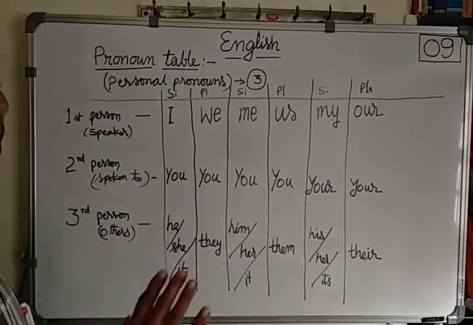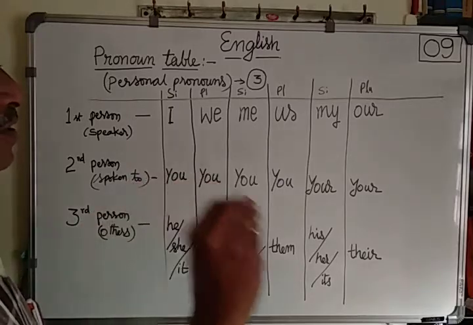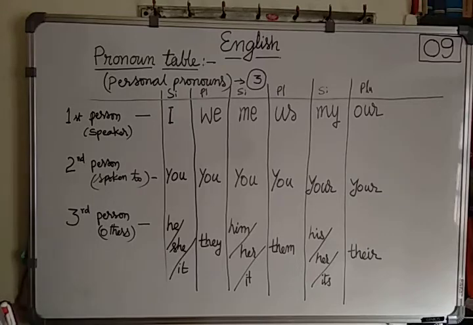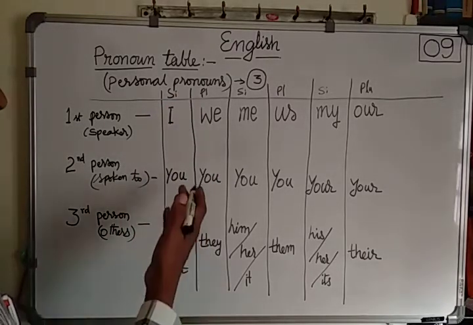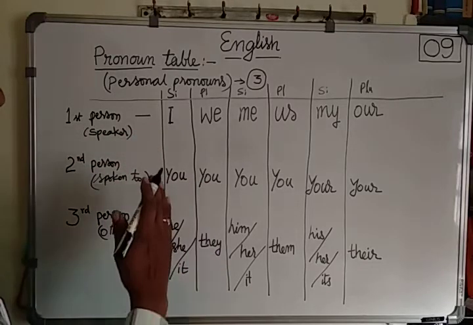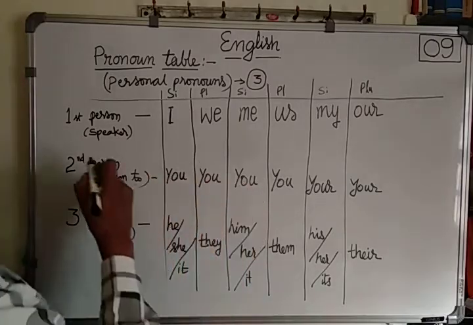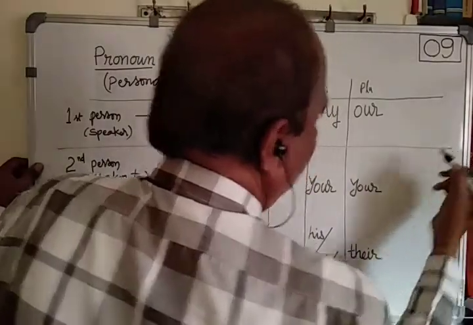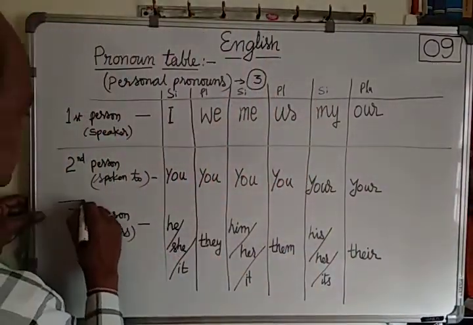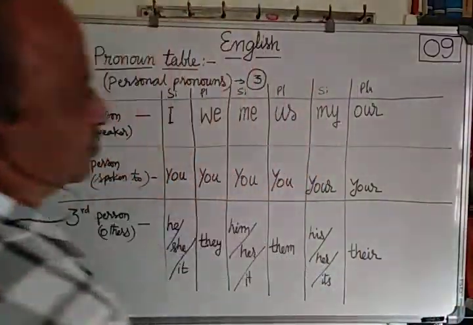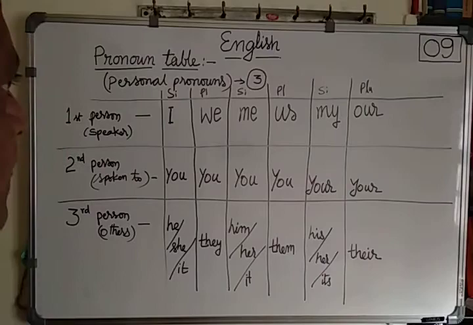What is a pronoun? A pronoun is a word used instead of a noun. That we have already studied in the second video, I think. We have studied these three persons: first person, second person, and third person. I think it is very clear and you have understood. First person is the speaker, second person is the listener or the person spoken to, and the third person is other than first person and second person.